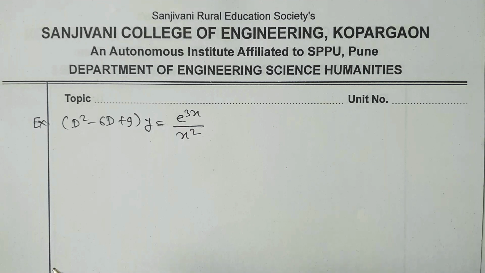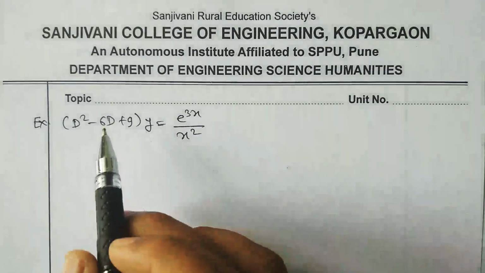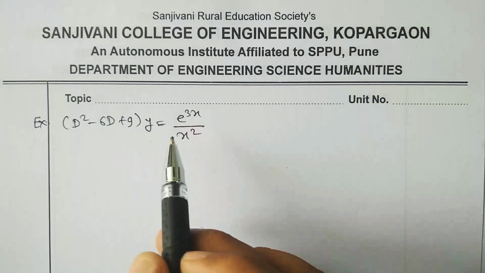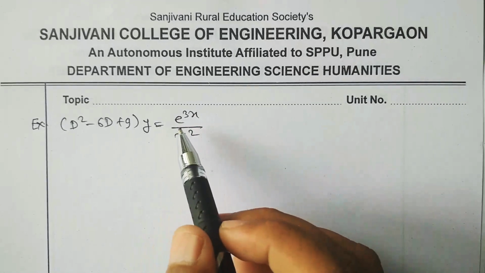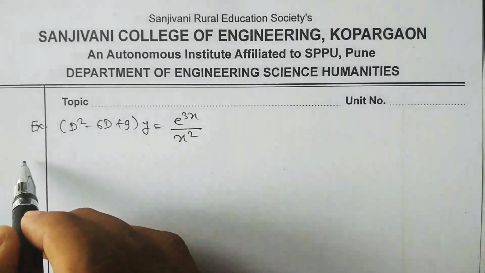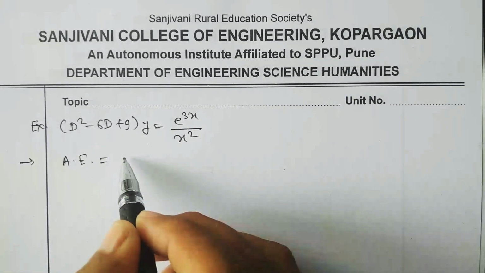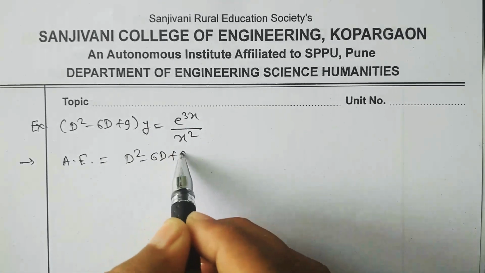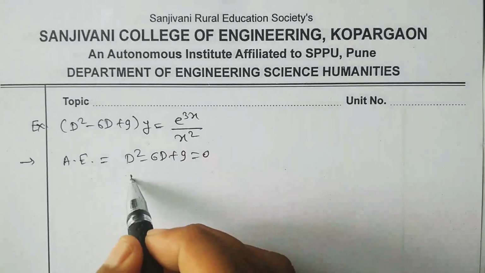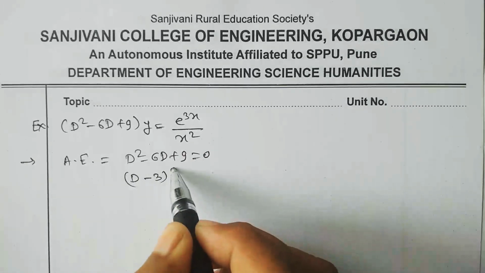Next example on method of variation of parameter. (D² - 6D + 9)y = e^(3x)/x². So for the complementary function, the auxiliary equation is D² - 6D + 9 = 0. That is (D - 3)² = 0.